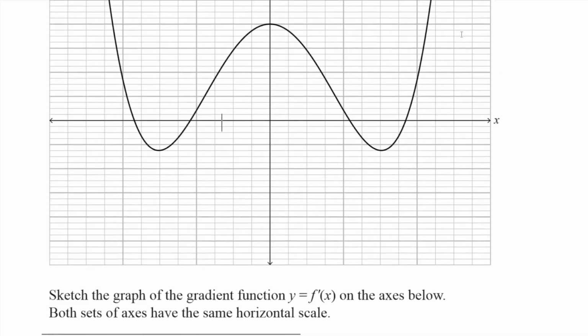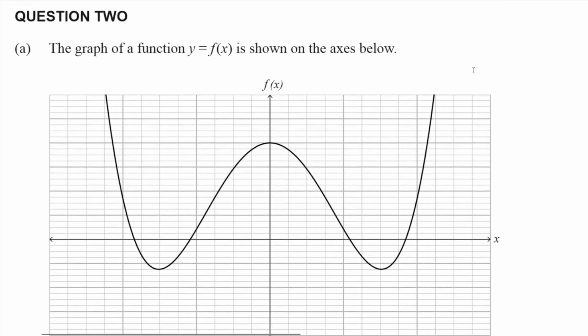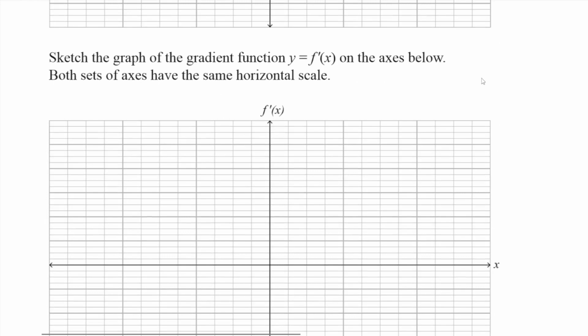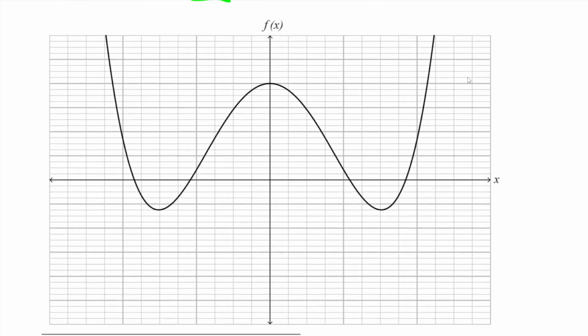And so it has the same scale as this original function. So we are given the original function, y equals f of x, and we are asked to sketch the gradient function, or the first derivative, f prime of x. So the gradient function tells us what the gradient is on the original function.